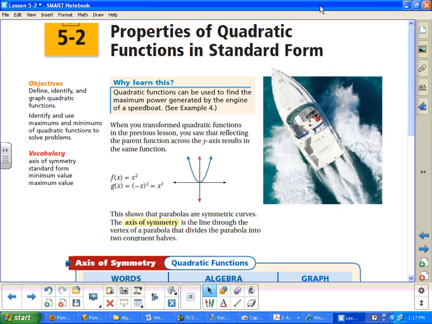Lesson 2 of Chapter 5 is on the properties of quadratic functions in standard form. So we're going to be looking at all the specifics. We're going to take a look again at the vertex form that we did on Friday, and also look at what's called standard form for a quadratic function. And then we're going to look at all the different properties for it and identify them.